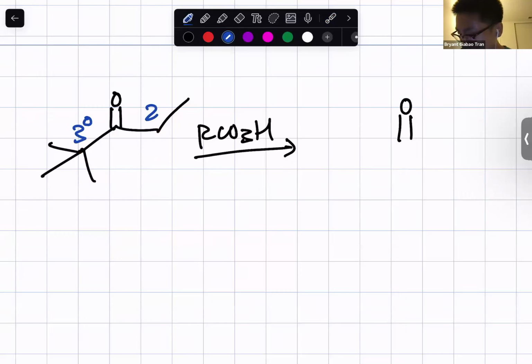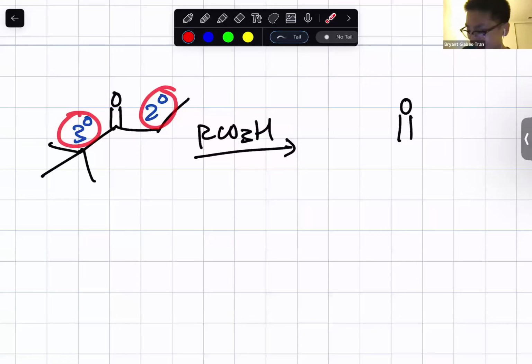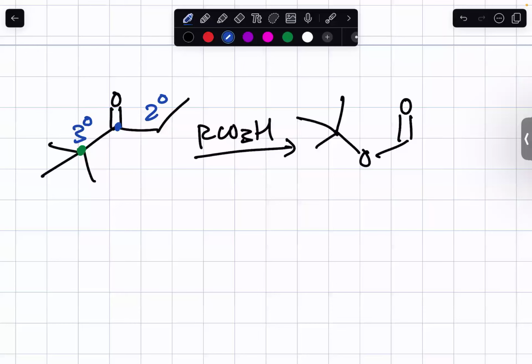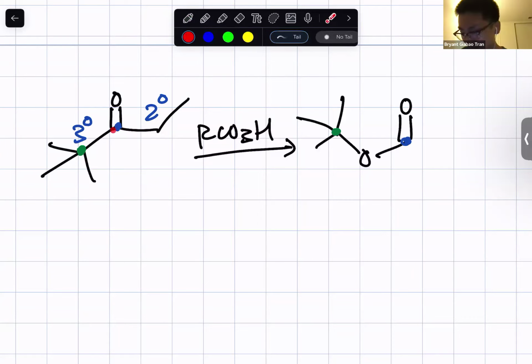This is tertiary, this is secondary. Tertiary wins over secondary. Where the oxygen is in between the carbonyl carbon and this tertiary one that wins over, which is going to be like that. It adds an extra atom there. Got it. Yeah, in between the blue and green here. Right. This is the same.